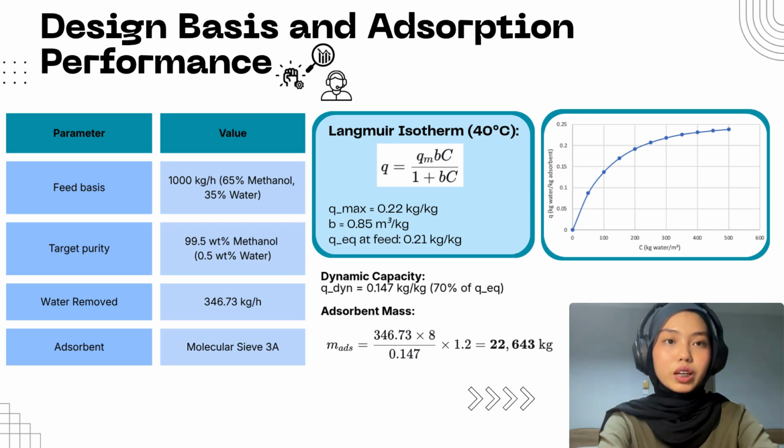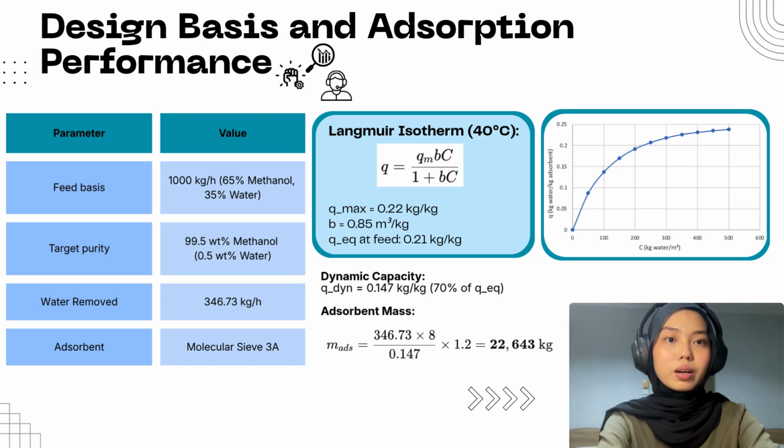To model the adsorption behavior, we applied the Langmuir isotherm, which describes monolayer adsorption on a homogeneous surface. This is a well-established model for zeolite-water systems. The Langmuir equation is shown here, which is Q equals Q_max times B times C divided by 1 plus B times C. Based on literature data, we use a maximum capacity Q_max of 0.22 kg water per kilogram adsorbent and an affinity constant B of 0.85 cubic meters per kilogram at our operating temperature of 40 degrees Celsius.